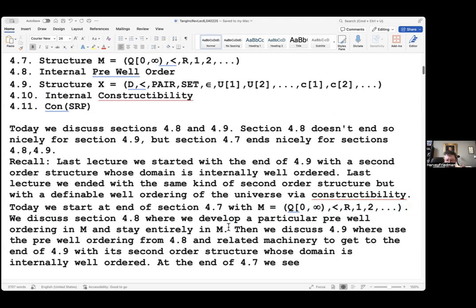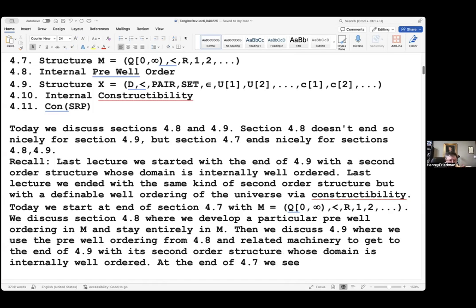Then we discuss 4.9 where we use the pre-well ordering from 4.8 and related machinery. And that related machinery is what makes the break not so clean. To get to the end of 4.9 with its second order structure whose domain is internally well ordered.